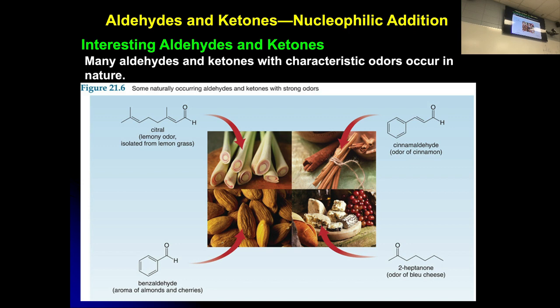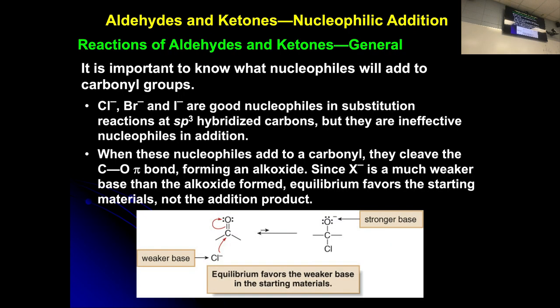You didn't have a nice look on your face about blue cheese. Not a blue cheese fan? No? Don't like blue cheese dressing? Nothing blue cheese, huh? I like blue cheese. And 2-heptanone is what is responsible for that odor. Okay?